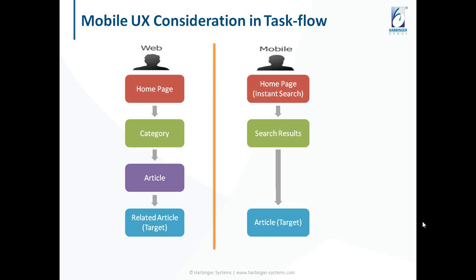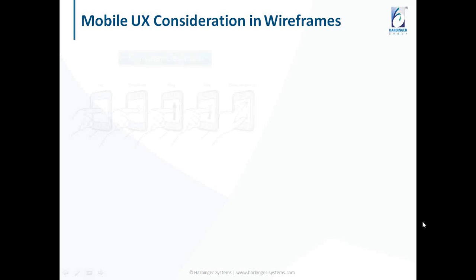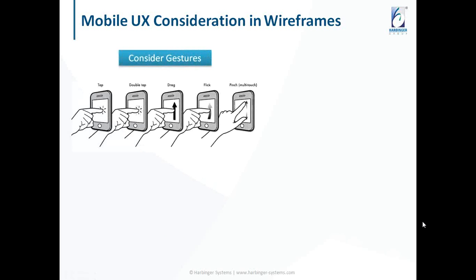So as we can see in the image, for web we have 4 steps where the user reaches the target at the 4th step, whereas for mobile he can have instant search at the home page, and at the 2nd tap he can reach directly to the target. In a similar fashion, the UCD strategy changes for web and mobile. For mobile, the UX designer needs to consider certain gestures and design the interactions for them.